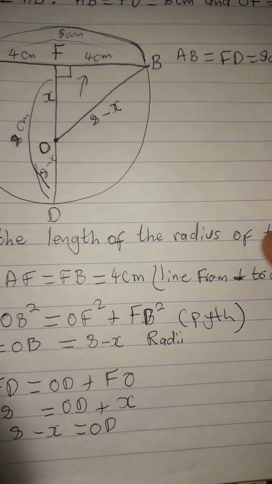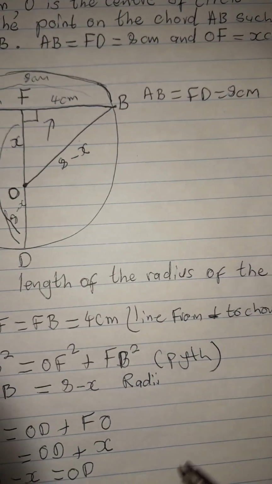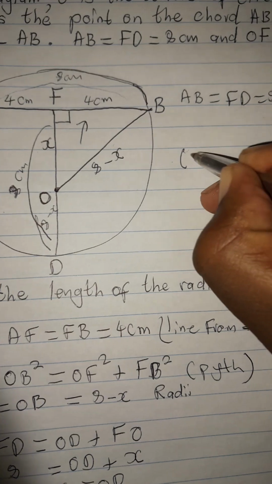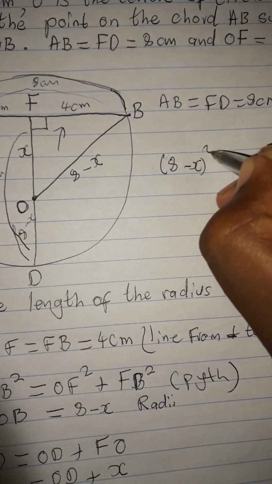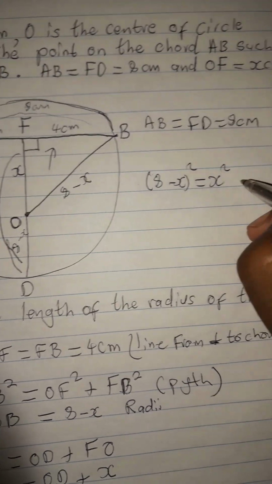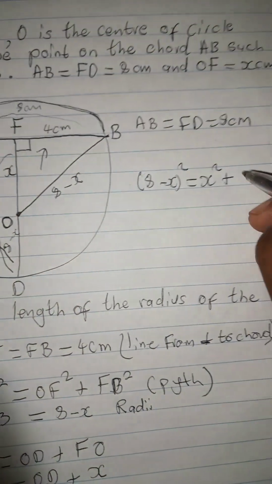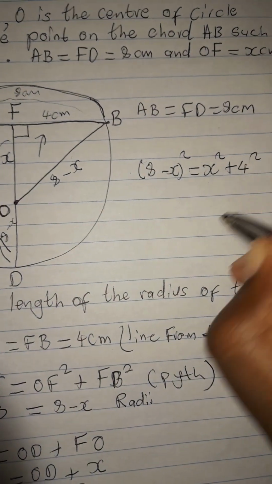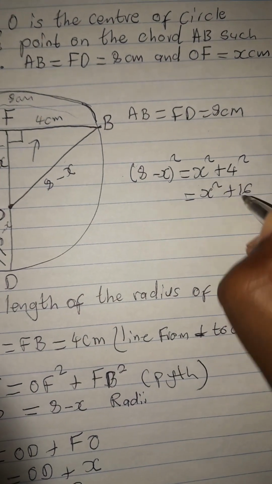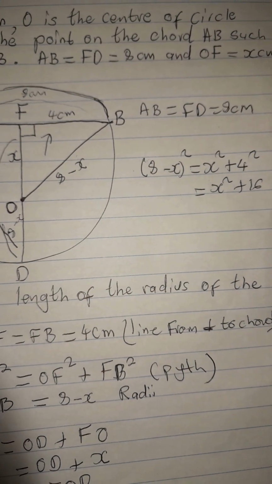Are we done? We are not done. Let's go back to our theorem of Pythagoras and apply. We now know OB is 8 minus x, squared. Therefore, our OF is x squared. Then FB is 4, so 4 squared there. So we have x squared plus 4 squared, which is 16. What is 8 squared, guys? 8 squared is 64.